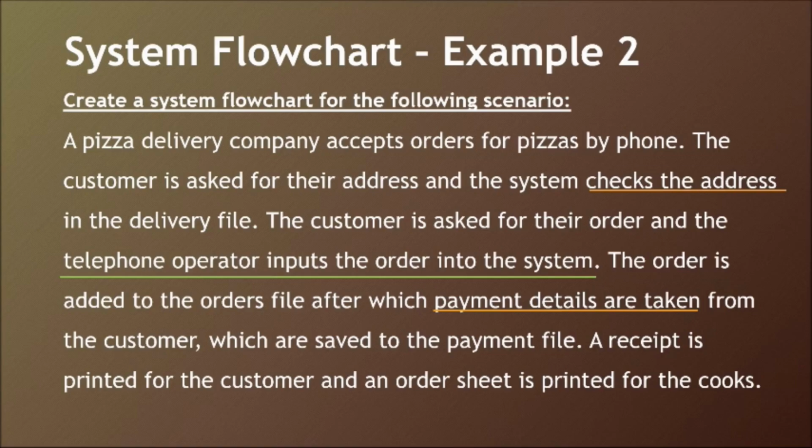Then the customer's payment details are accepted and saved to the payment file. The customer receipt is then printed, as well as the order sheet, which is sent to the cook who packages the order. Review the requirements of the system, including the key areas of input, processes, data storage, and outputs. Pause the video now and try to generate your own system flowchart. I will go through the process and show the solution in a moment.